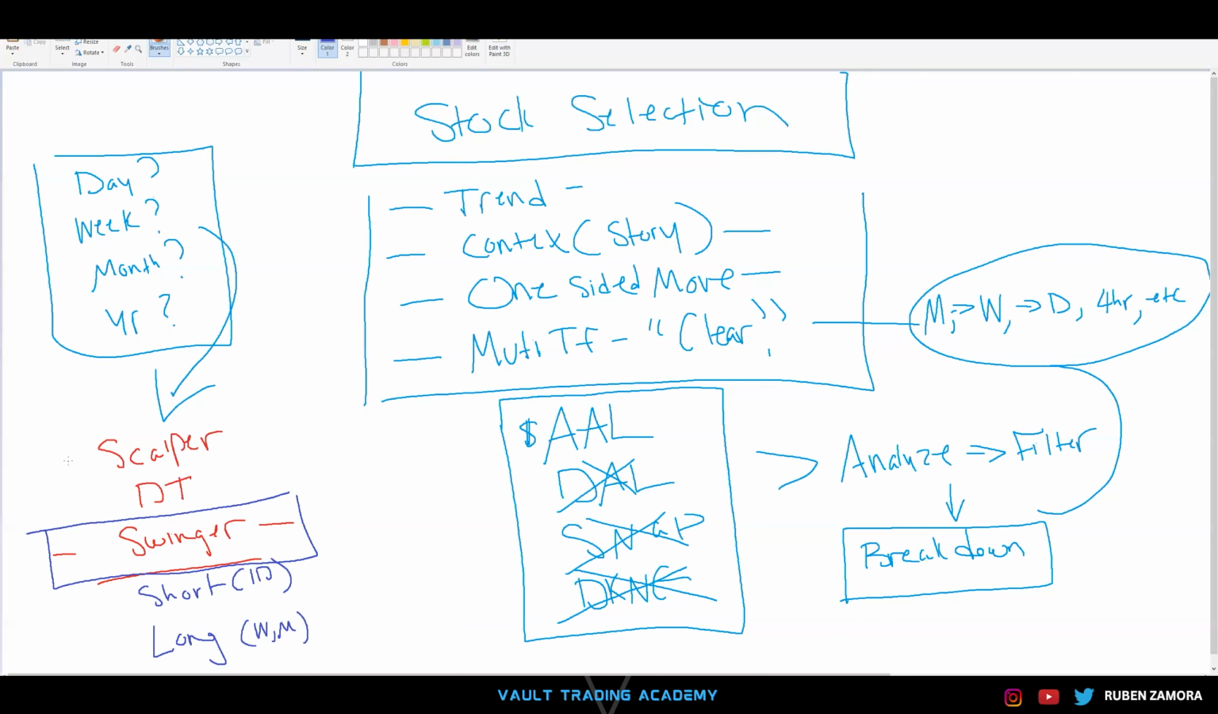So now it comes down to: are you a scalper, are you a day trader, or are you a swinger? That is how we can approach American Airlines, based on what type of character we are in this market. Do you perform well as a scalper? Do you perform well as a day trader? Do you perform even better as a swing trader?